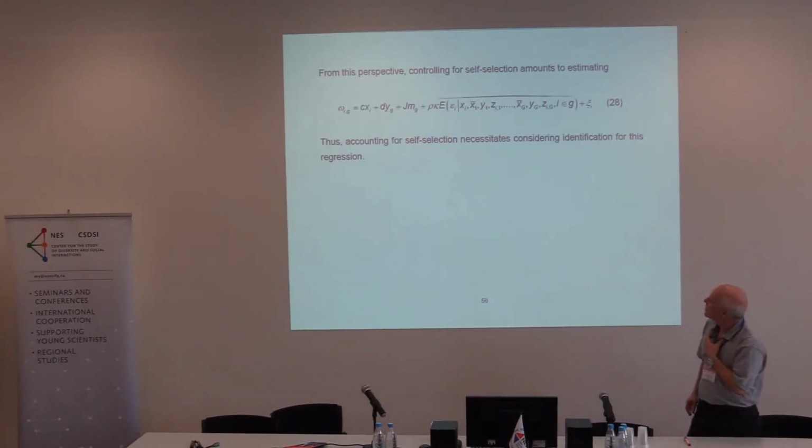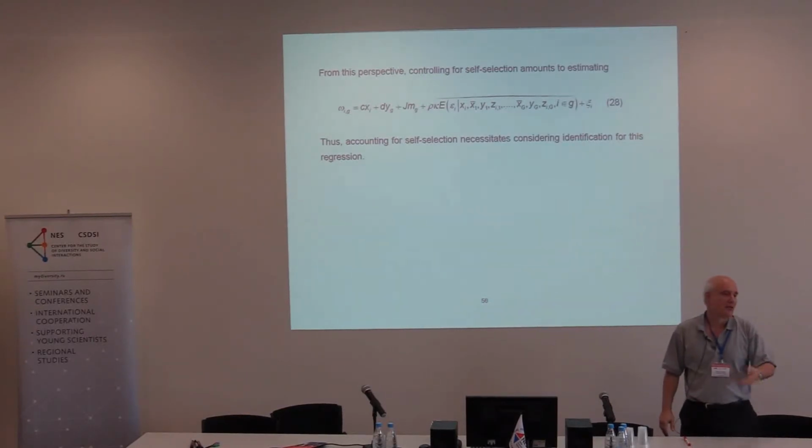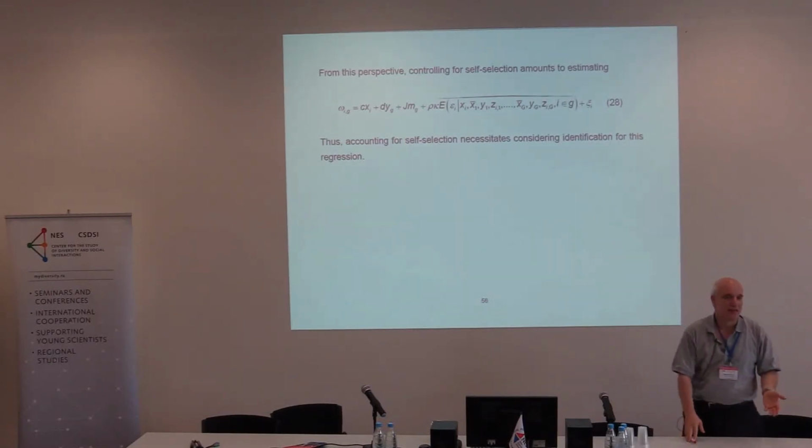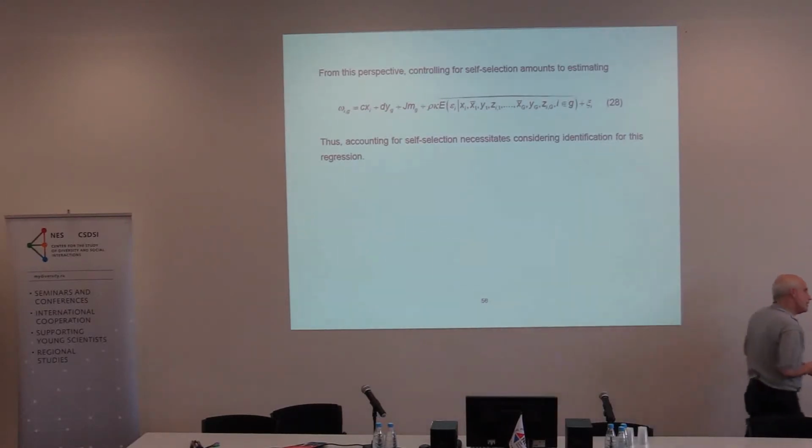By the way, is everyone with me? So in other words, I have a model. If there is no self-selection, I know how to do identification. If there's self-selection, I have a new regressor, and now I have to redo the identification. What is this regressor? Well, I told you, the regressor is by definition the selection correction.